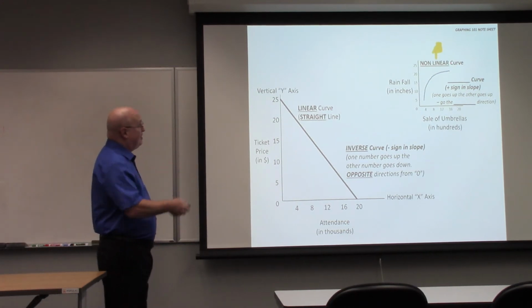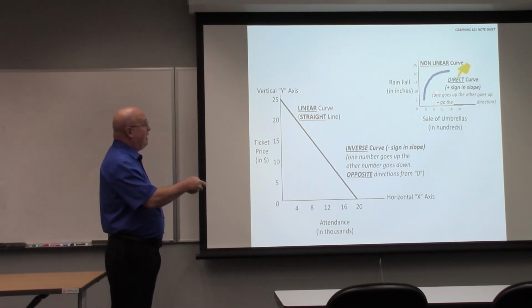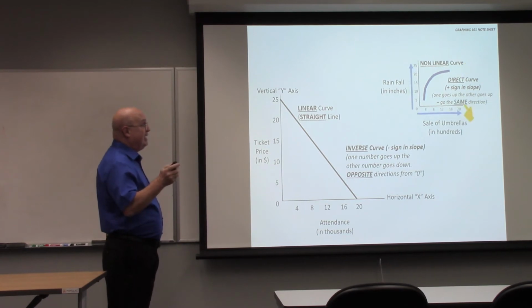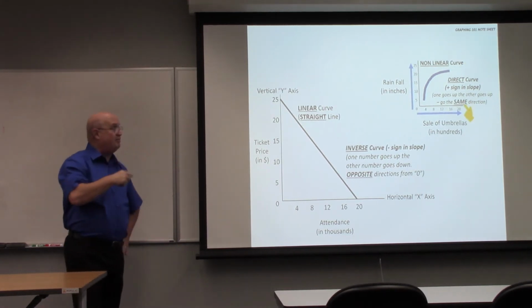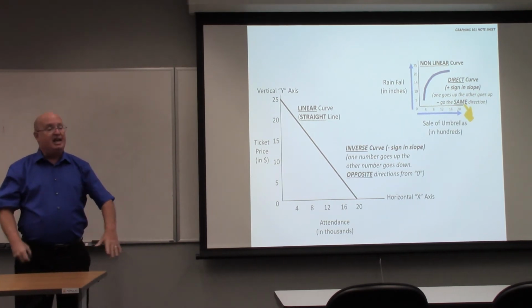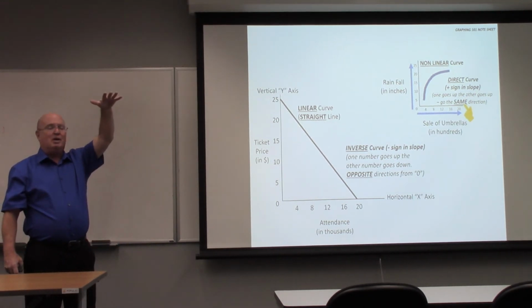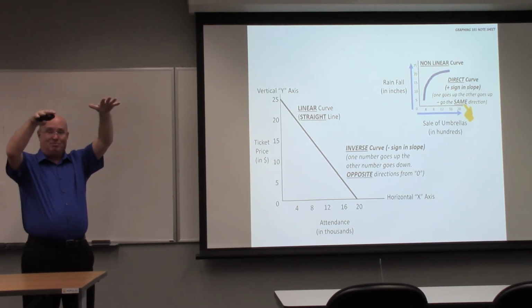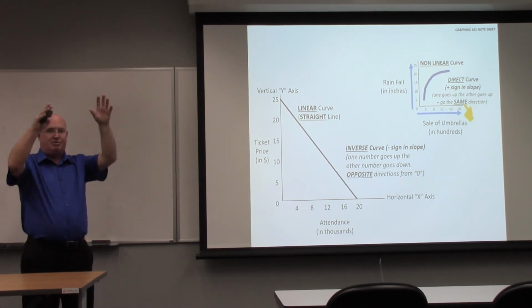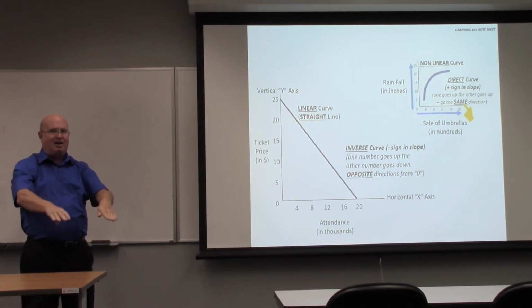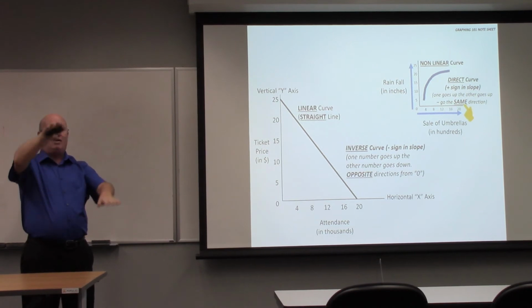So it's a nonlinear curve. It's also what we call a direct curve because they go in the same direction. Let's take a look at this example, rainfall and sales of umbrellas. If it rains more, we would expect the sales of umbrellas to go up. If it starts raining less, the sales will go down. So they're going the same direction. Not the same amount, but the same direction.